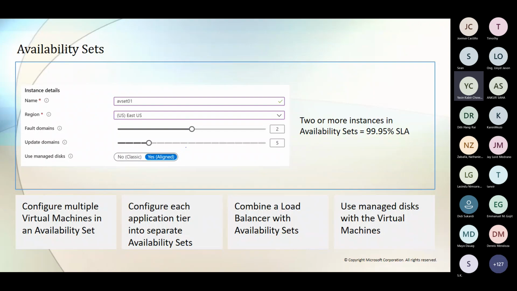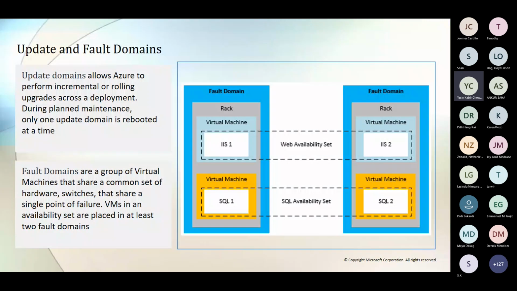A fault domain is in the same region or same data center. Suppose you took two VMs in the same data center. That is called a fault domain, and they are not updated at the same time. If anything happens, the other one will be updated later. Update domains, on the other hand, are updated automatically, one group after another. So these are fault domains and update domains.